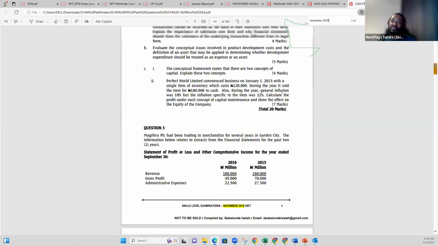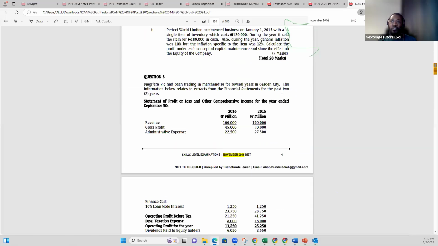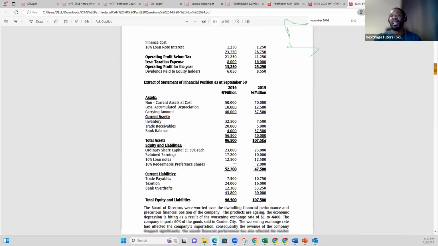Question 3. So this question says, Magifera PLC had been trading in merchandise for several years in Garden City. The information below relates to extracts from the financial statements for the past 2 years, right? And then they gave you a statement of profit or loss and other comprehensive income for the year ended 30th September 2015 and 2016, right? All figures in million and assumed correct, right?